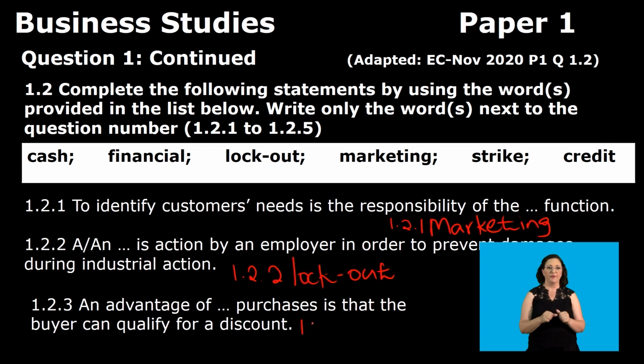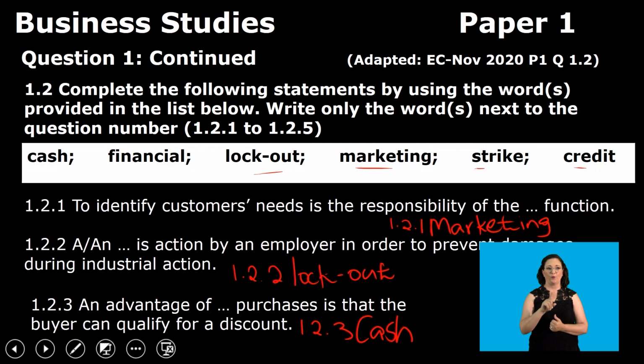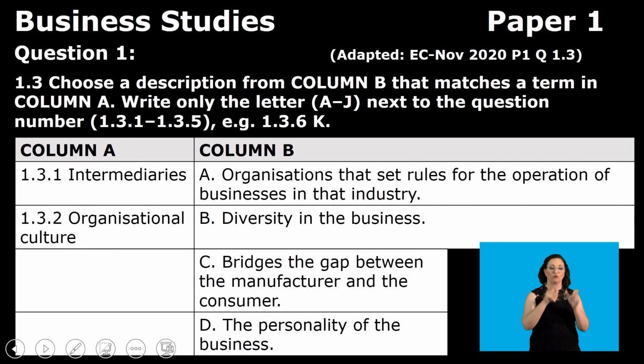Right, then we move on to 1.2.3. An advantage of purchases is that the buyer can qualify for a discount. So what is the correct answer? Remember, we get the questions from here. We get the answers from this block. So what is the correct answer? Yes, it's cash. Then we are done with our 1.2. We're moving on to 1.3, which is match column A and B. Rather, choose description from column B that matches a term in column A. Write only the letter A to J next to the question number.